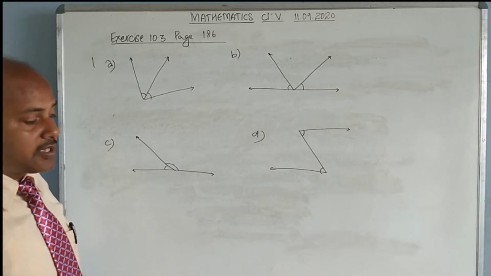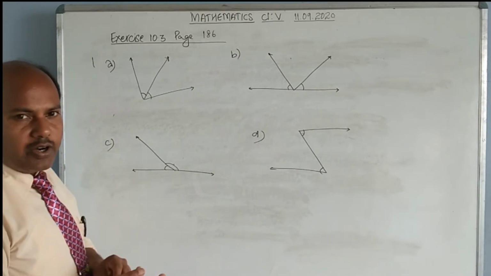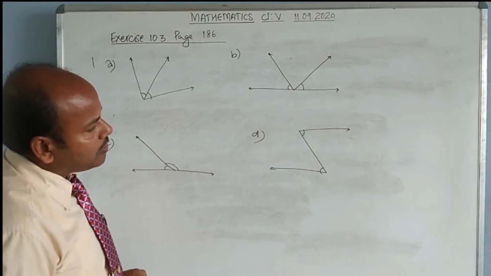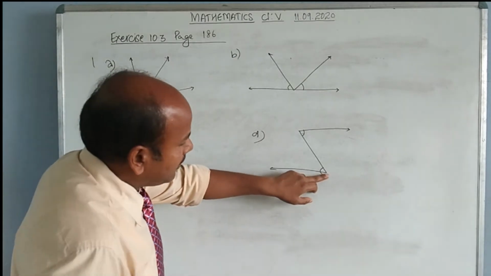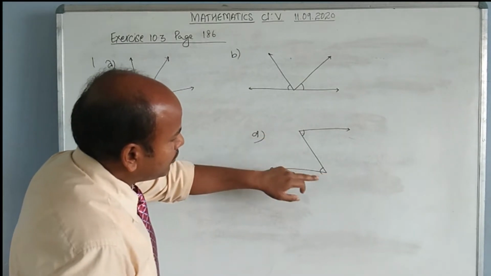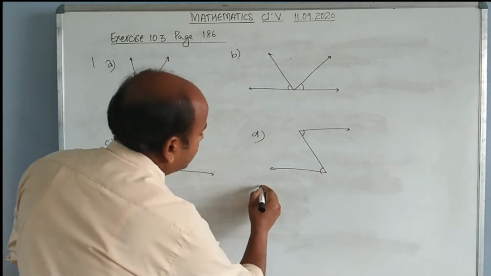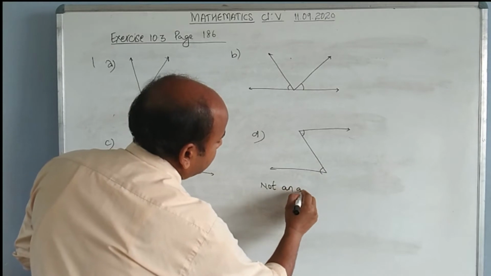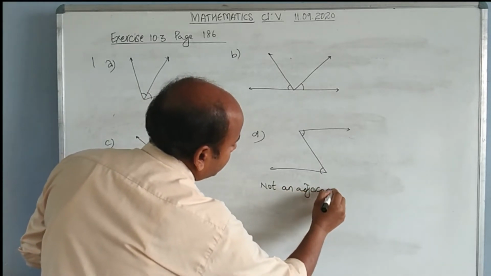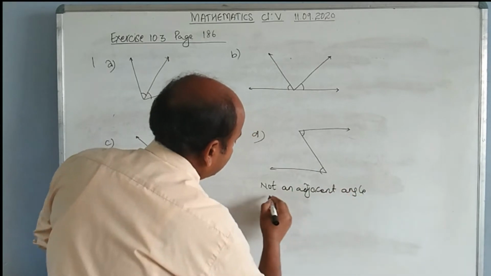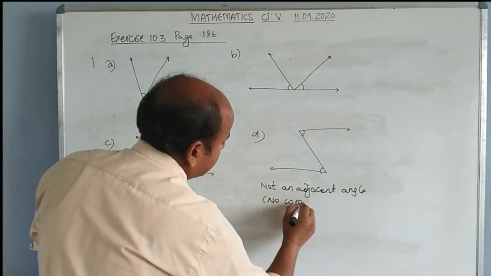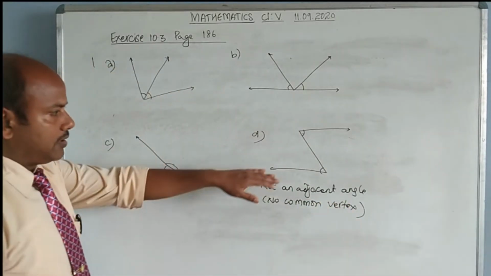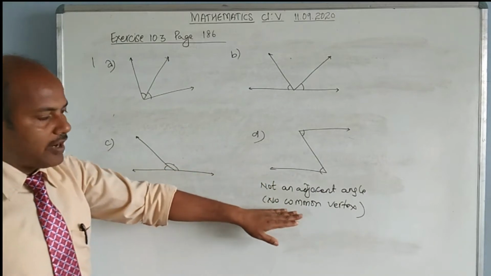What are the properties of adjacent angles? You must have a common vertex. Do you have a common vertex here? Do you have a common vertex for both the angles, for this angle and for this angle? No. So it is not an adjacent angle. In brackets you can write: no common vertex. Just draw this picture and write like this.